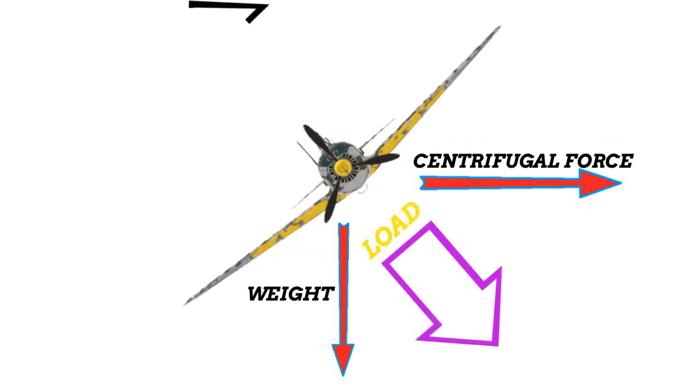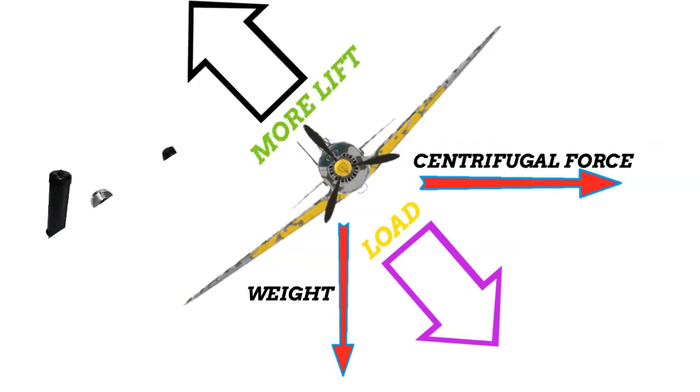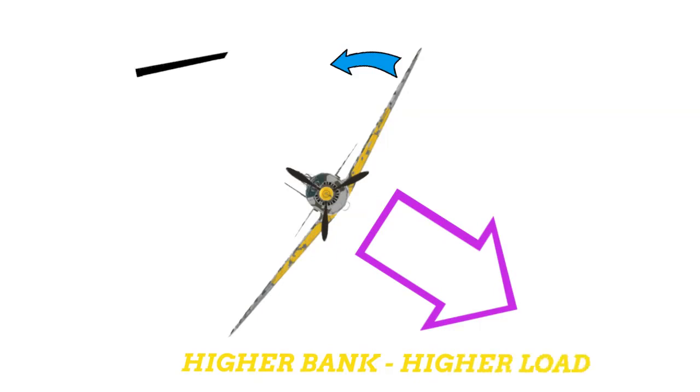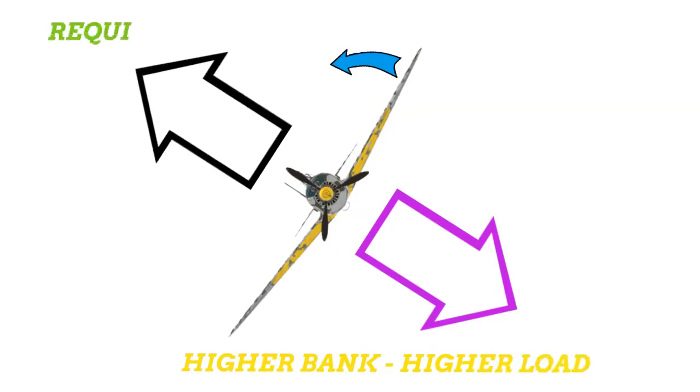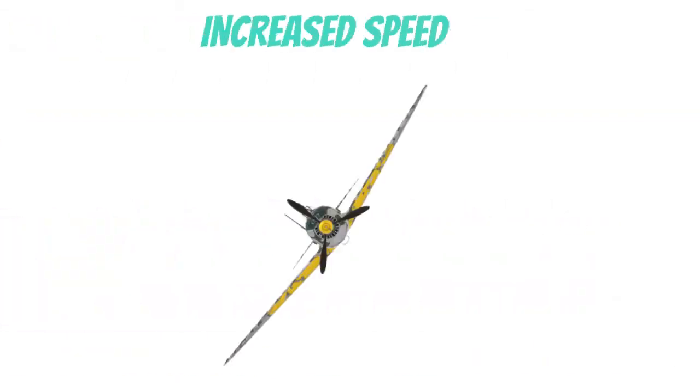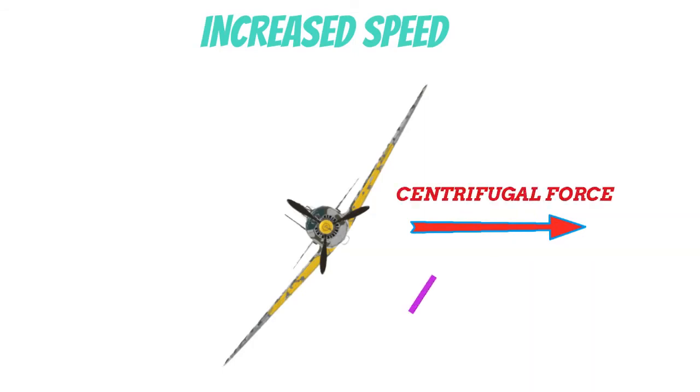Now, because our load is greater than our weight, we need to produce more lift in the turn so we don't descend. We can do this by pulling back on the yoke, which increases our angle of attack. There are a couple ways we can increase the load on our airplane. If we increase the bank angle, it will also increase the load. This in turn will require more lift, which means more back pressure. Also, at higher airspeeds, centrifugal force is more difficult to overcome. Because of this, if you turn quickly, your load factor will also increase.